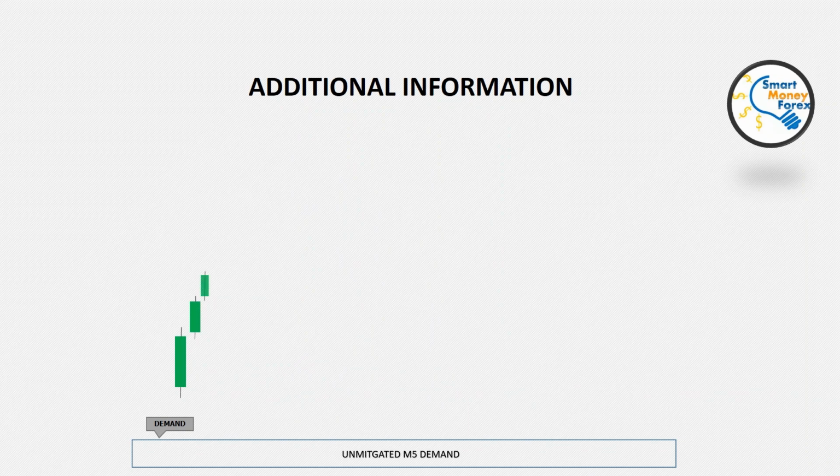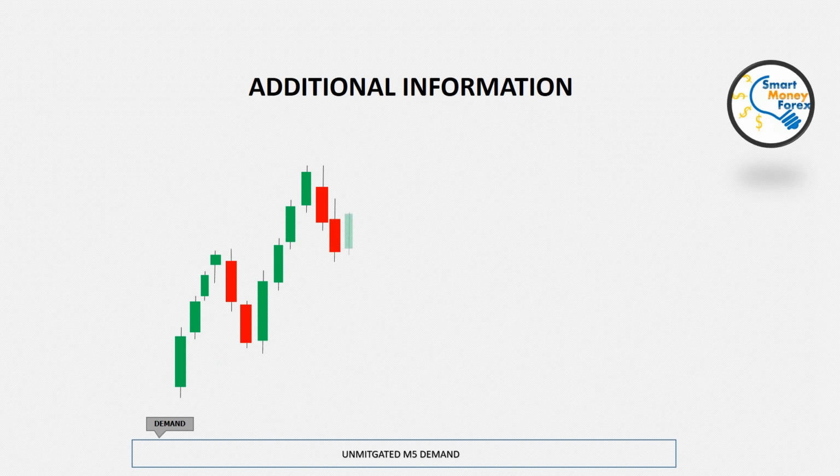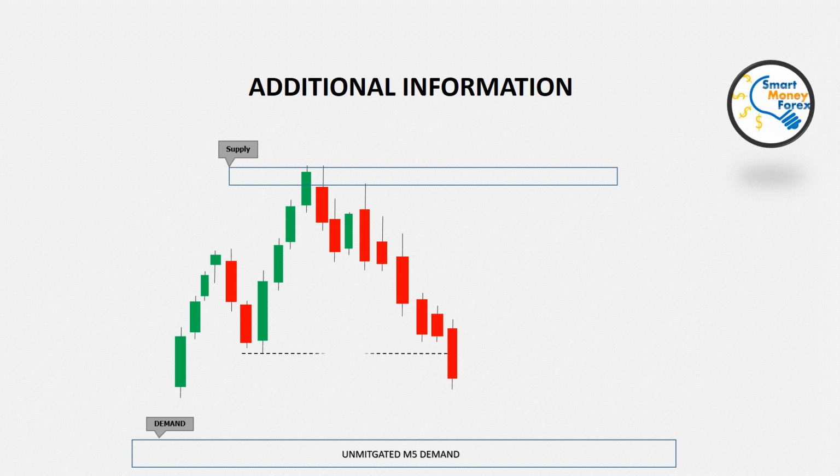Price traded through the unmitigated M5 demand zone. Price did not reach the unmitigated M5 demand zone, indicating a healthy pullback from which we can take a short.